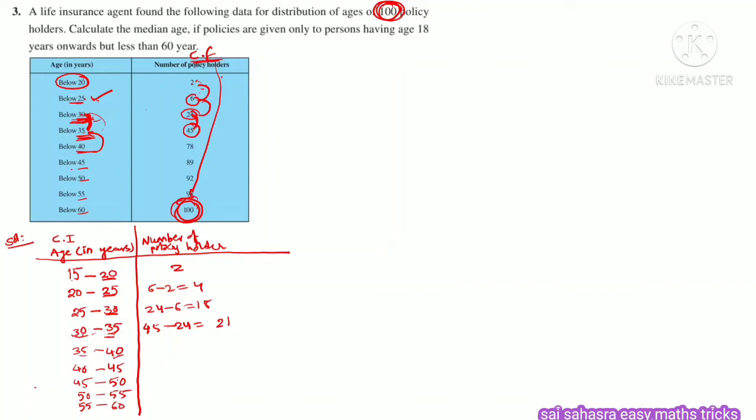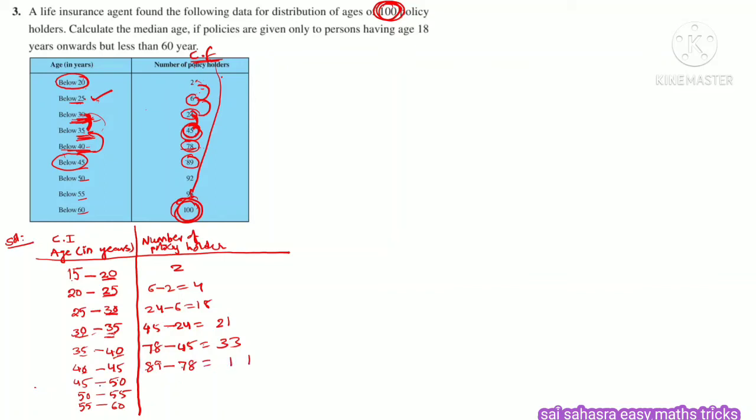35 to 40 we want. Below 40 means 78, and the previous 45 members also will come. So from the 78 we need to subtract these 45 people. 78 minus 45: 8 minus 5 is 3, 7 minus 4 is 3. Next 40 to 45: below 45 all the people, 89, are there, we don't want all the 89, we want only 40 to 45. So below 40 people we don't want, 78 are there, so 78 are to be subtracted: 9 minus 8 is 1, 8 minus 7 is 1.